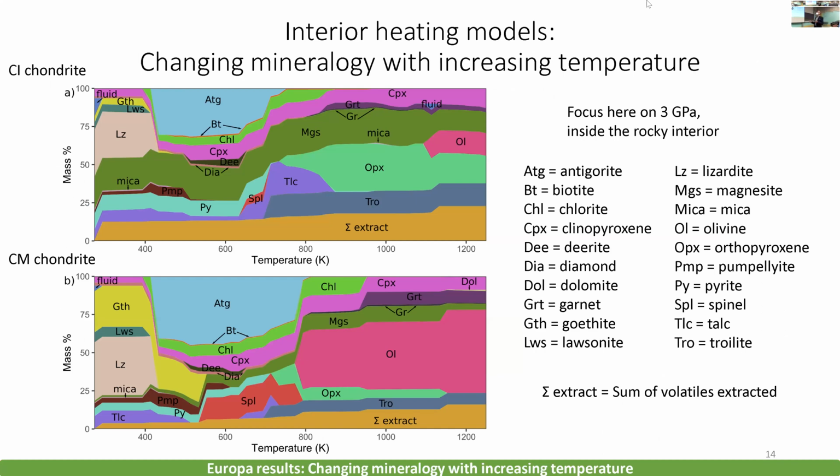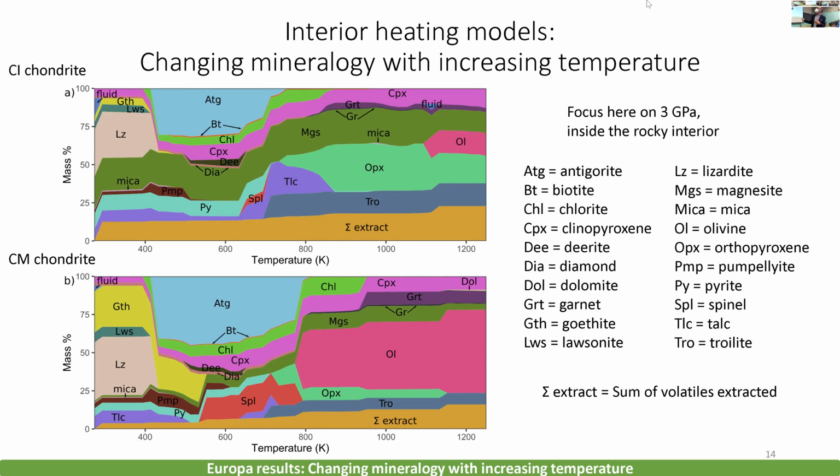So what is actually happening in these models? These 2 plots just show the changing mineralogy at specific pressures in the interior. I can show you the changing mineralogy at all the different pressures within the interior, but just to simplify things, we'll just look at a couple of distinct pressures. From left to right, you're increasing the temperature. In the top plot, we have an initial composition of CI chondrite for Europa, and in the bottom plot, we assume that Europa formed out of CM chondrites.